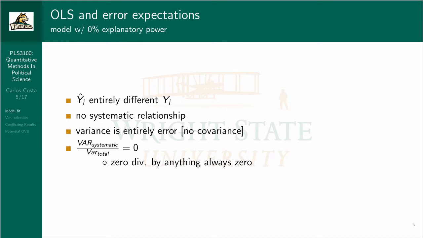If we were to do that division again, that is, if we divided the systematic variance by the total variance, this time around we would end up with 0, and that is because 0 divided by any number is always 0. When you divide 0 by the total variance, regardless of what the total variance is, you're always going to end up with 0.